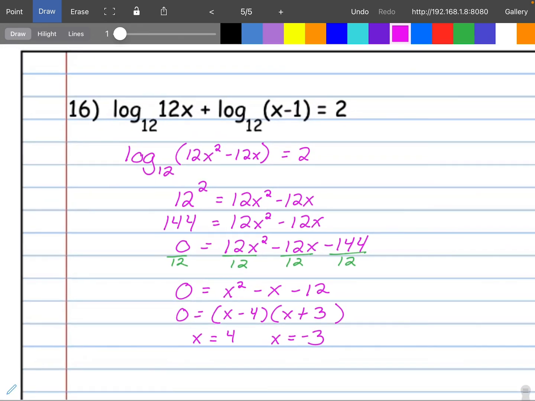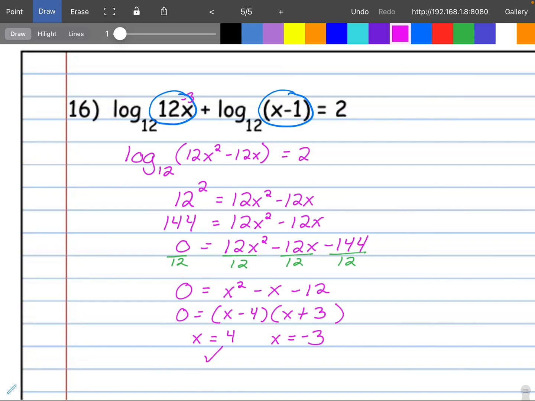So we need to check each of these answers. So let's start with 4. We're going back up to our original problem, and we need to make sure that when we plug in our answers, this comes out to be a positive number and this comes out to be a positive number. So if I plug in 4 here, that's 12 times 4, 48. That's positive. Great. We're good there. If I plug in 4 here, 4 minus 1 is 3. That's a positive number. We're good there as well. Therefore, this answer is fine.